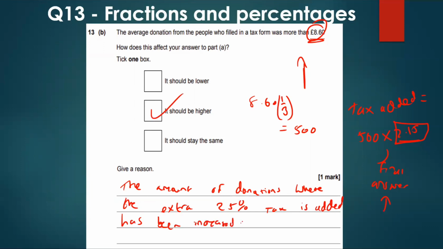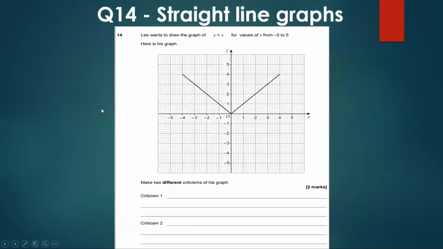I'll just say it again. If you're adding on more, you're paying more donation, then when the government add on 25%, 25% of that number is going to be more. So your final answer would actually be bigger. I hope that makes sense. Now I'm going to hand back over to Abdallah for question number 14.